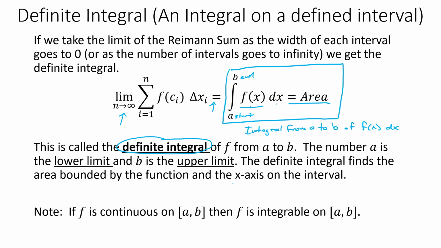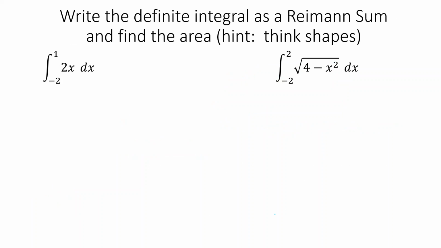Some weird things can happen here. Area below the x-axis is negative area. Area above the x-axis is positive area. So this would be positive area, this would be negative area. All right. If f is continuous, then f is integrable. So if it's continuous, we can take its integral, we can find its area. We have problems when we have asymptotes and jumps and things like that.